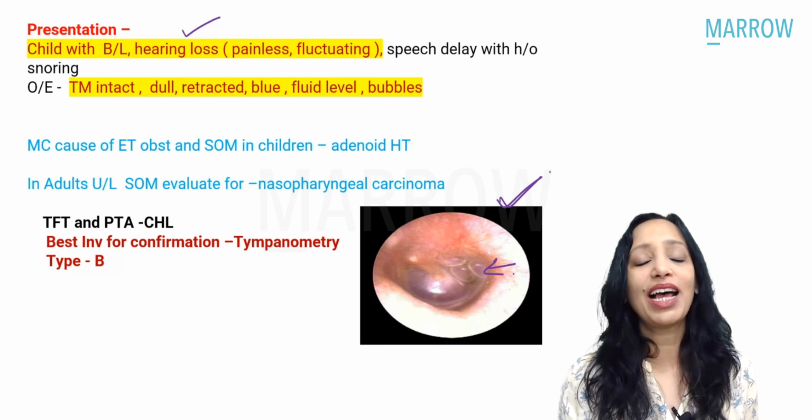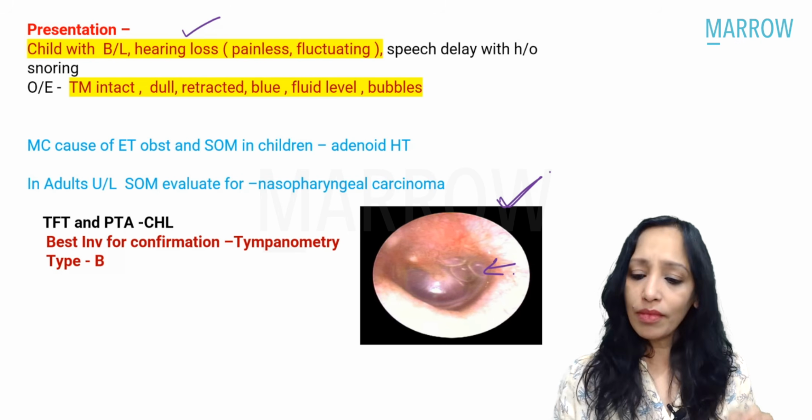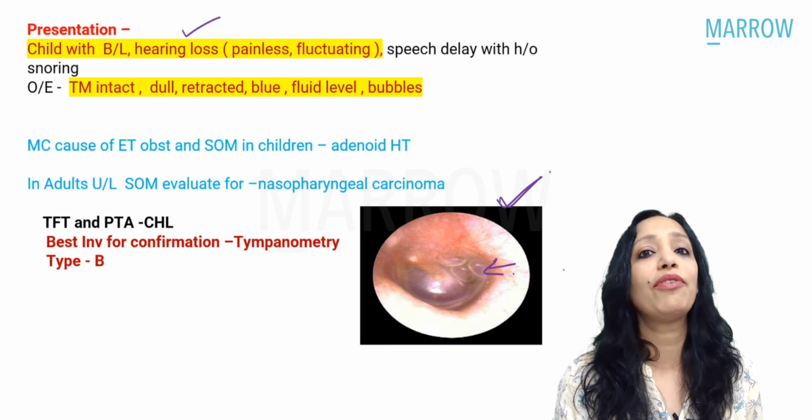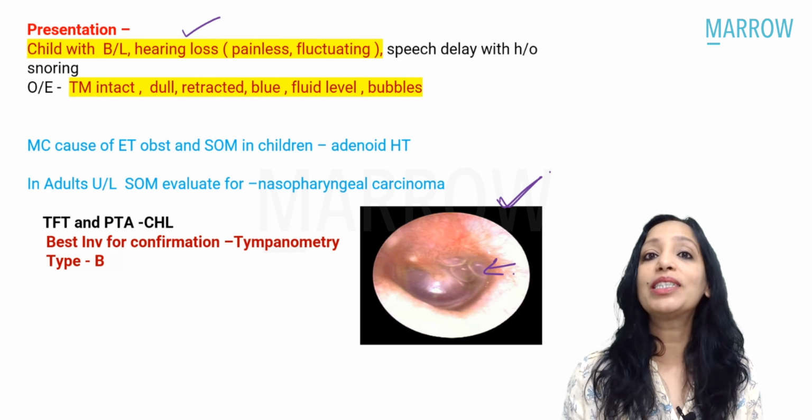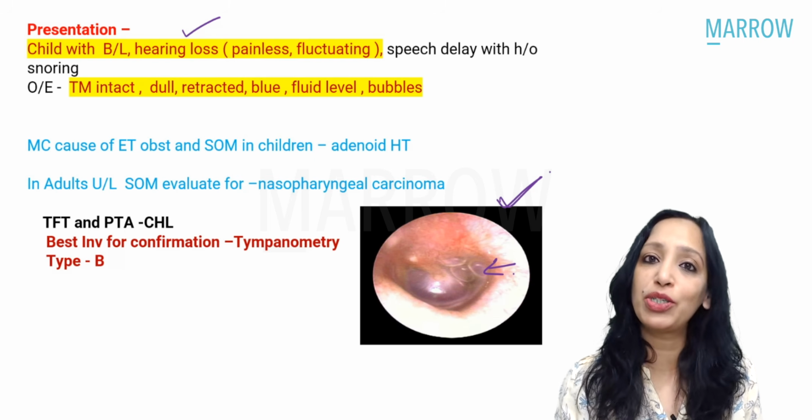Now, last year, what was asked was again the same presentation, but instead of this picture, what was given was the tympanogram finding of a B type curve. And what was asked was the management. How will you manage this child?